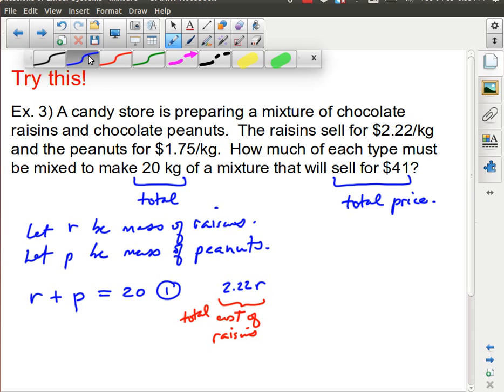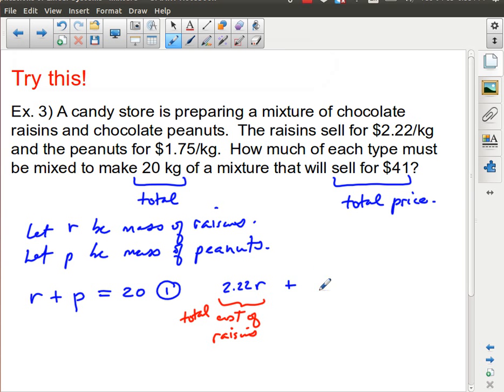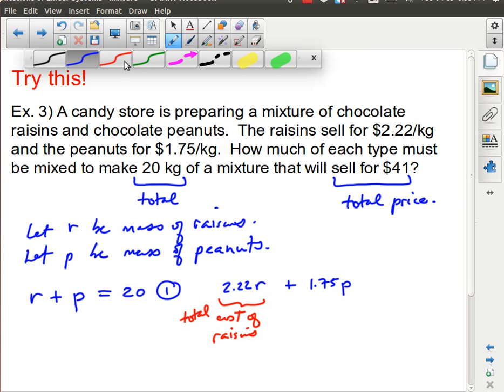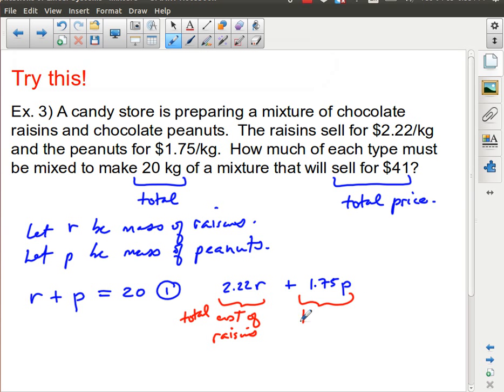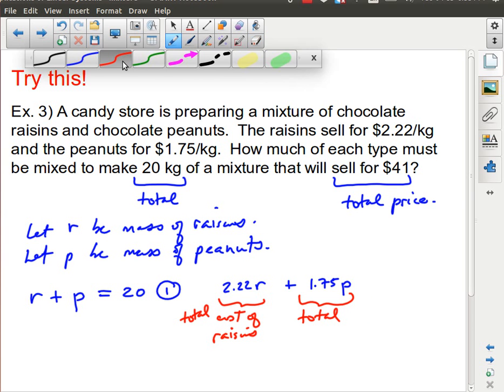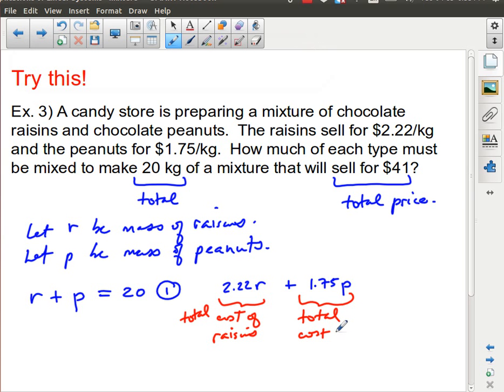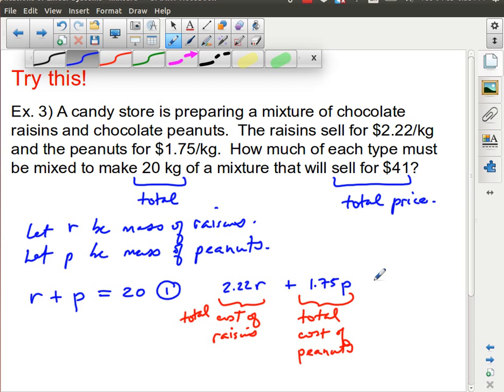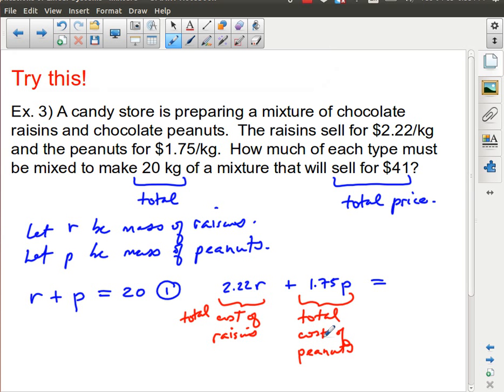And then we add to that plus 1.75 multiplied by p, because that is the total cost of peanuts, and the total cost of my raisins plus the total cost of my peanuts must add up to be the total cost of the mixture.